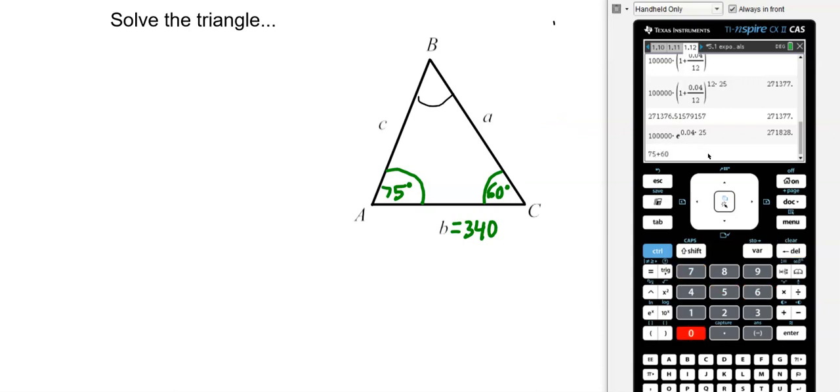75 plus 60 is 135. If we take 180 and subtract that value, we get 45. So 45 must be the other angle. So even though they only gave us two, if they give you two angles of a triangle, you can pretty much figure out the third. And that's what we're going to do.